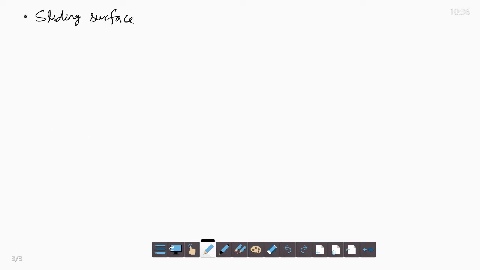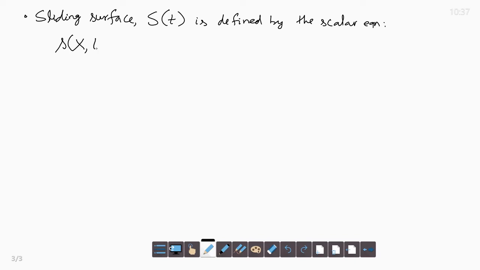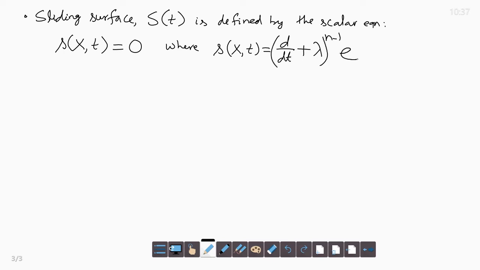Sliding surface S(t), capital S(t), is defined by the scalar equation s(x,t) equals 0, where s(x,t) equals (d/dt plus lambda) to the power n minus 1 into e. This is equation number 3. As d/dt is equivalent to p, I mean p is the Laplace operator.